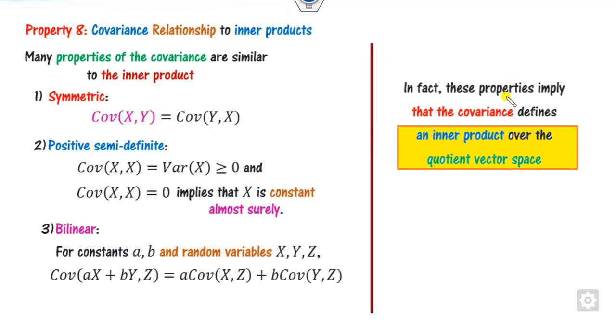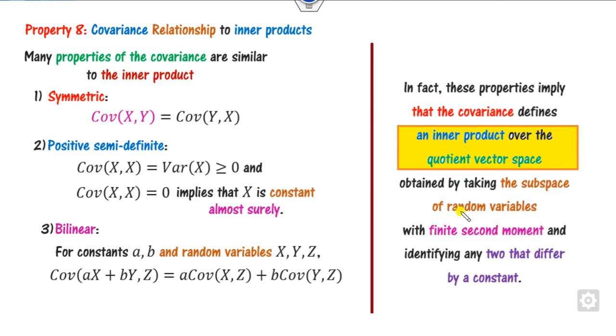So you can see the properties imply that covariance defines an inner product space over the quotient vector space. Once you obtain the subspace of random variables having finite variance, then this covariance defines the inner product space, over random variables which differ by constant values. So that's a simple covariance and its properties for this lecture.